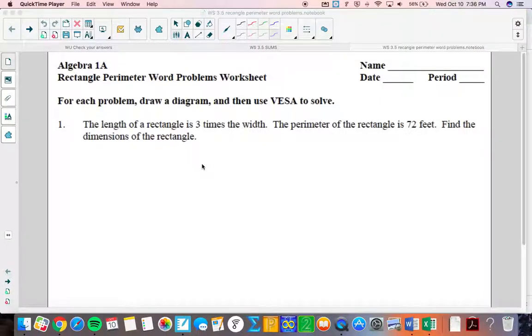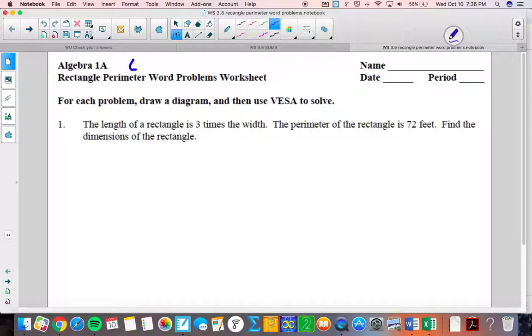Hey, this is worksheet 3.5, maybe 3.6, but it's dealing with perimeter within word problems. The directions say for each problem, draw a diagram and then use VISA to solve the equation. We'll go through VISA here in a minute.